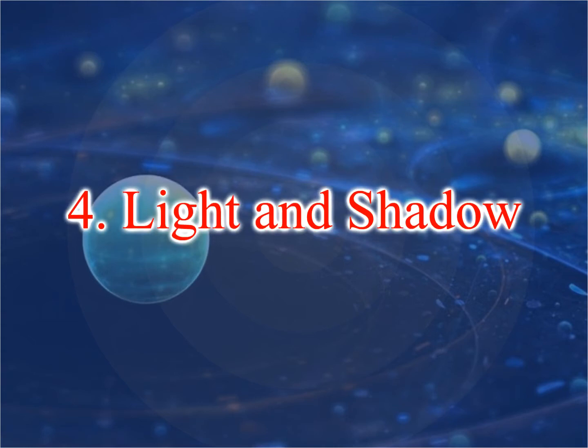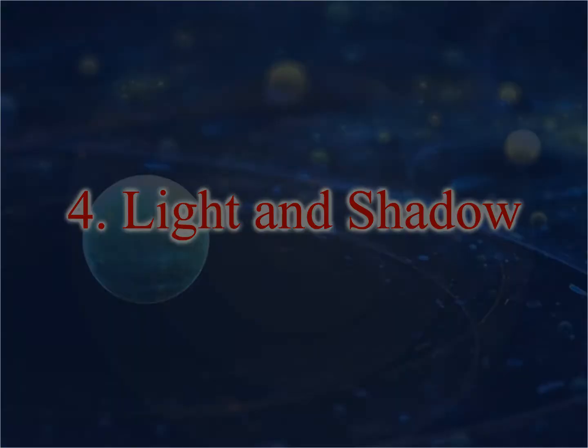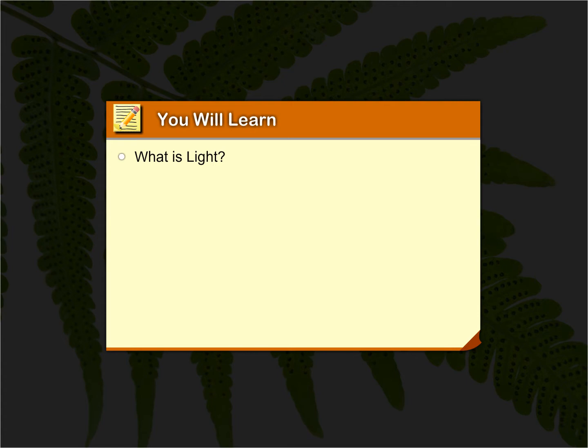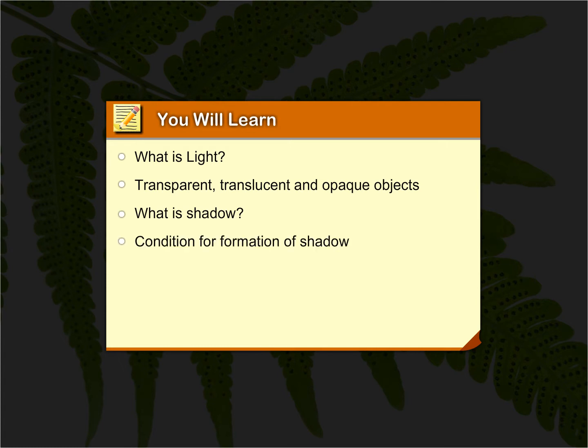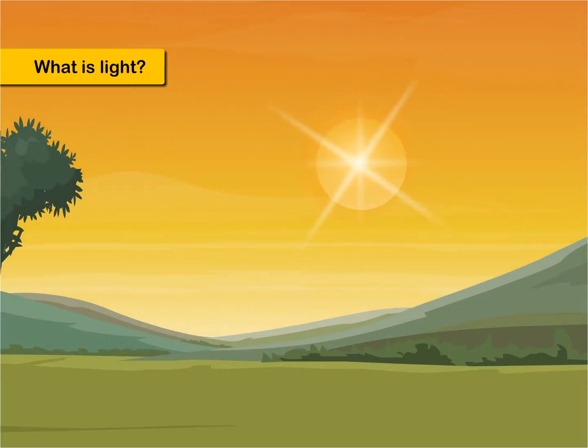Chapter 4: Light and Shadow. You will learn what is light, transparent, translucent and opaque objects. What is shadow? Condition for formation of shadow. Shadow formation during the day. Characteristics of shadow.